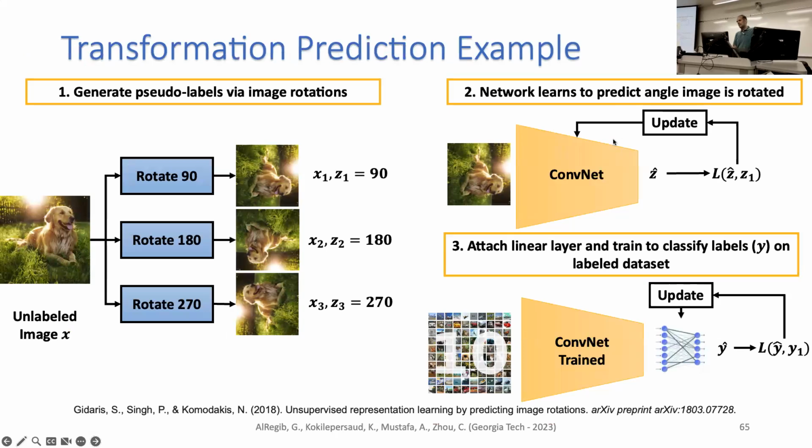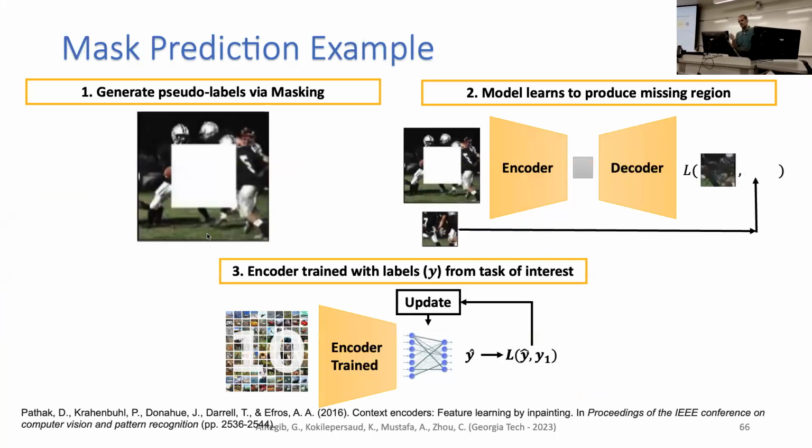The second example is the angle between the different images. This one adds some kind of linearity to the process. So in all of these, you make up the labels and let the edge predict that label. This next one is mask prediction. You mask the image, and then the network predicts the masked region. That becomes your pseudo label, or intermediate label.